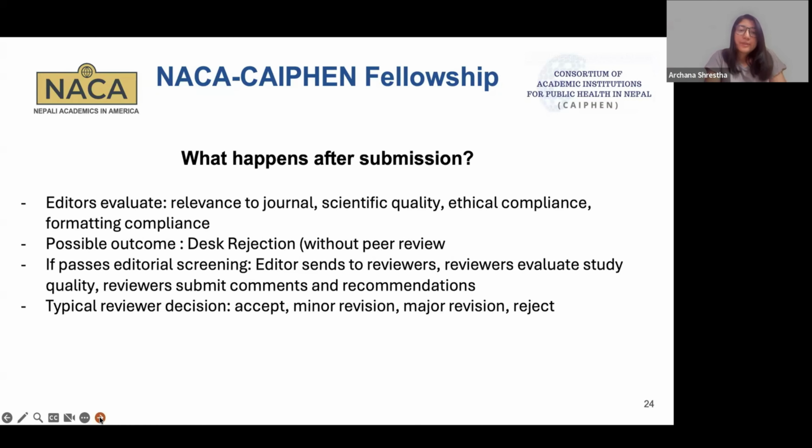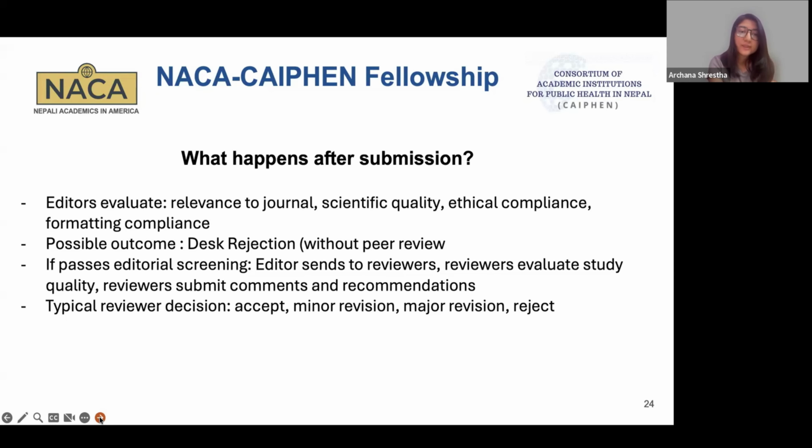So what happens after submission? The editors evaluate whether it is relevant to the journal, what is the scientific quality, ethical compliance, formatting. A lot of times you will get it back to fix the formatting, but sometimes you just get rejected because of the formatting. So be careful about that.